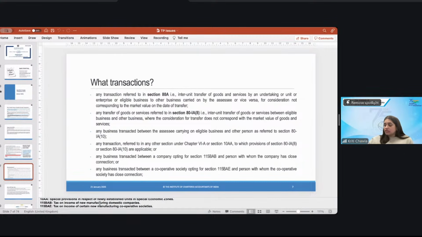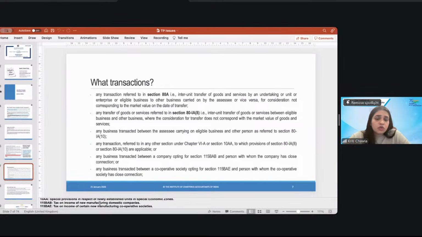Now, there are two things here that I want to explain. They talk about a person having close connection with that particular company. I'm sure that the definition of person is very wide when it comes to the Income Tax Act. So a person could be anything. It could be an individual, a firm, AOP, BOI, company, LLP, partnership firms, etc. Anything. So that definition is very wide.